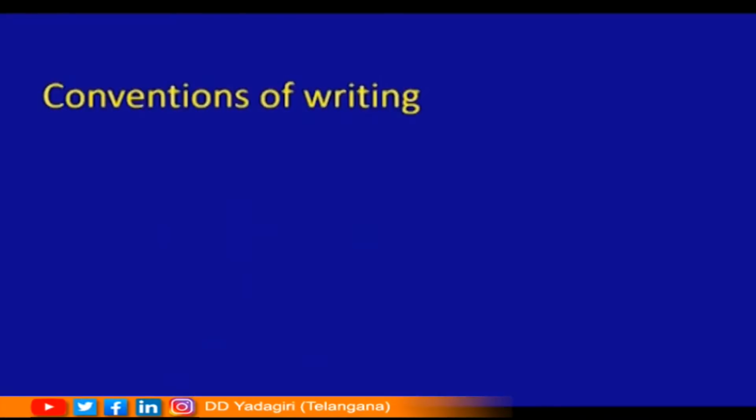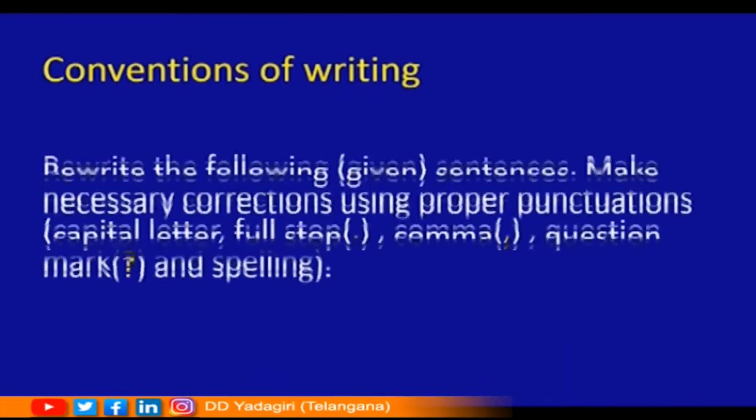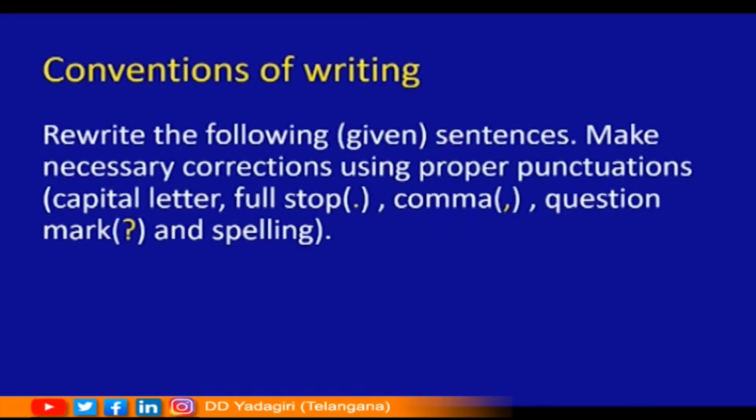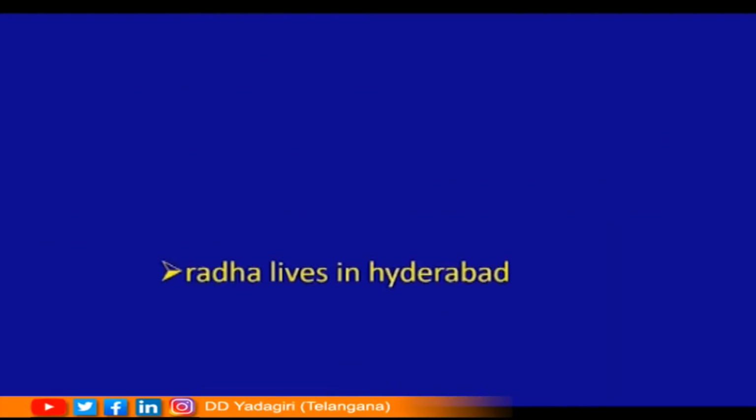That was really good, Vaishnavi. Now children, you know how to write the story and let us have some fun with words. Look at the screen, children. Video related to conventions of writing. Rewrite the following sentences. Make necessary corrections using proper punctuations: capital letter, full stop, comma, question mark, and spelling. Shall we look at few such sentences, children? Are you ready? Yes. Here is your first sentence.